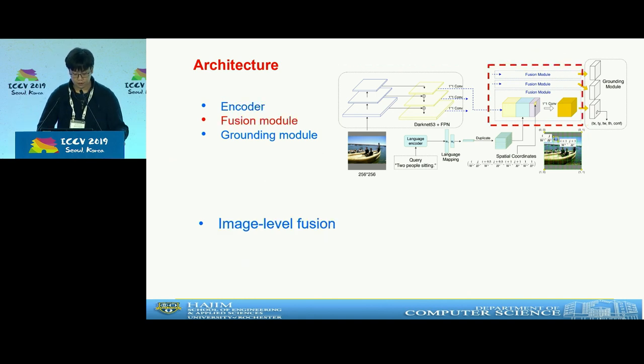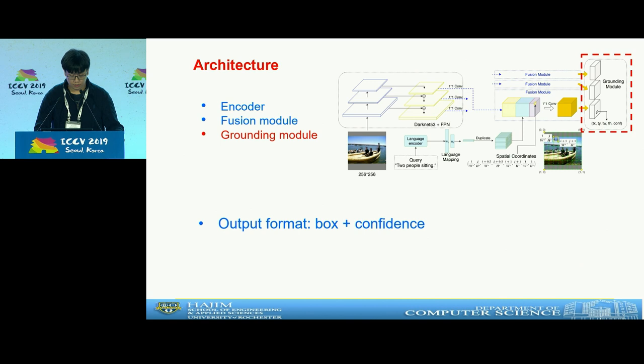The fusion module then fuses the three parts of the features at each feature pyramid level, respectively. Finally, the grounding module directly predicts the grounded region in the format of box coordinates with the corresponding prediction confidence.